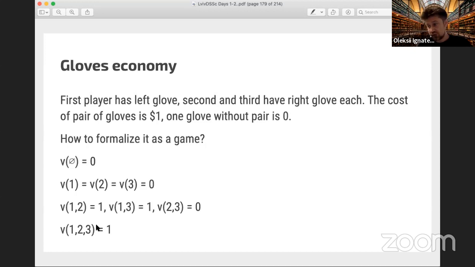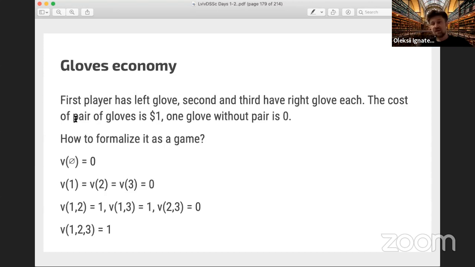Another example, it's actually quite interesting. Many game theory examples have some beautiful representation or images. So imagine a gloves economy. In a gloves economy the first player has a left glove only, and second and third have a right glove each, but only one. And the cost of a pair is $1, but a glove without a pair has no value at all. So how to formalize this as a game?